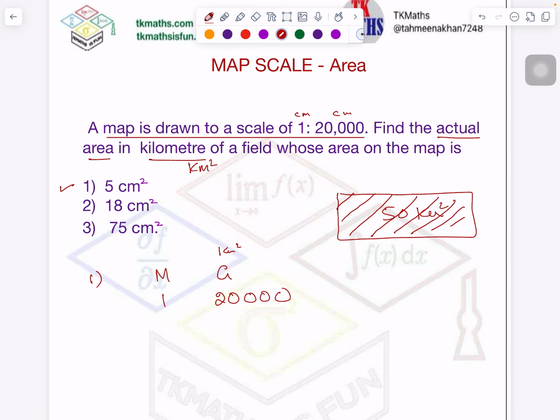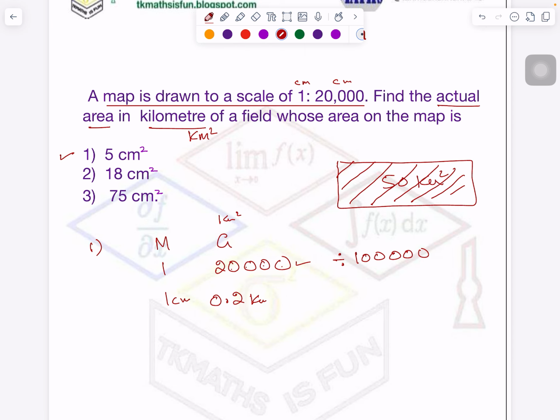So first of all, let me change this ground scale, which is 20,000, into kilometer. When you change centimeter into kilometer, you divide by 100,000. Agreed? So how many zeros? 5. 1, 2, 3, 4, 5. So it will be 0.2 kilometer. So 1 centimeter is equal to 0.2 kilometer.